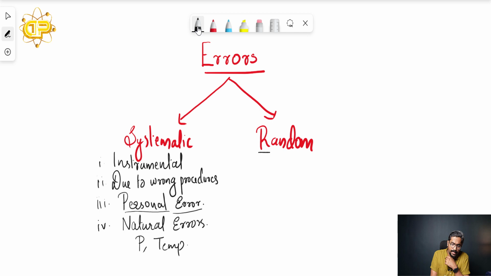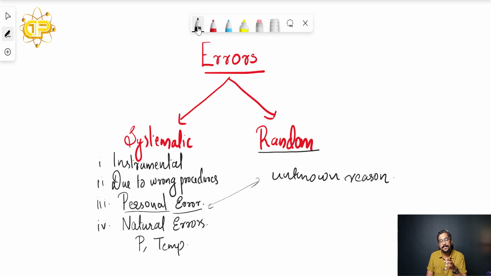Now coming to random errors, the cause is unknown. It can be any reason. It's not known properly, and that is known as what? Random, unknown reason. So that's all about errors.